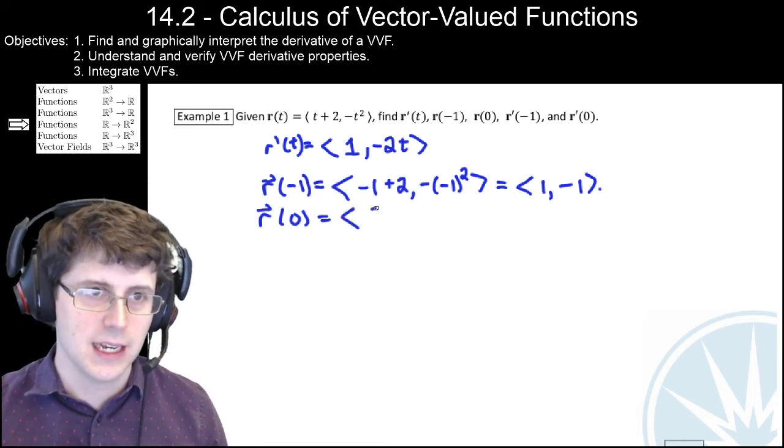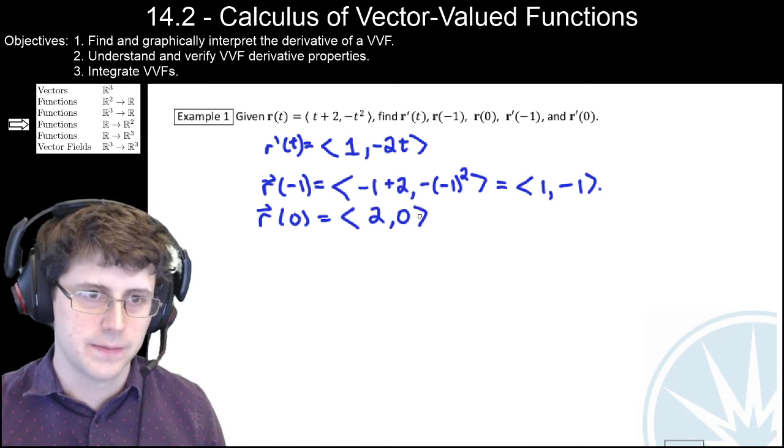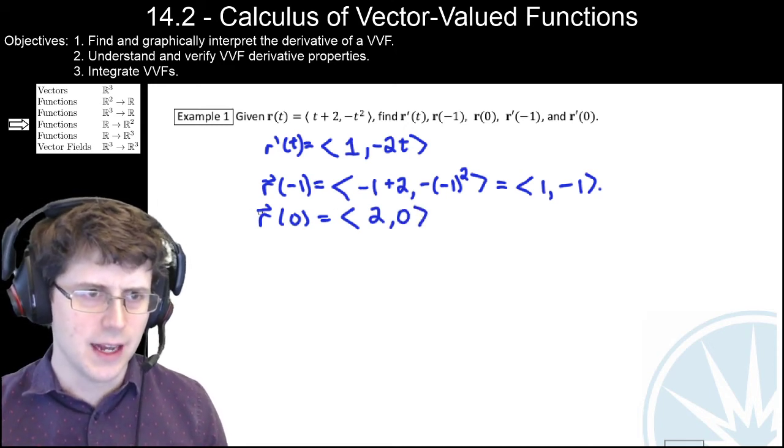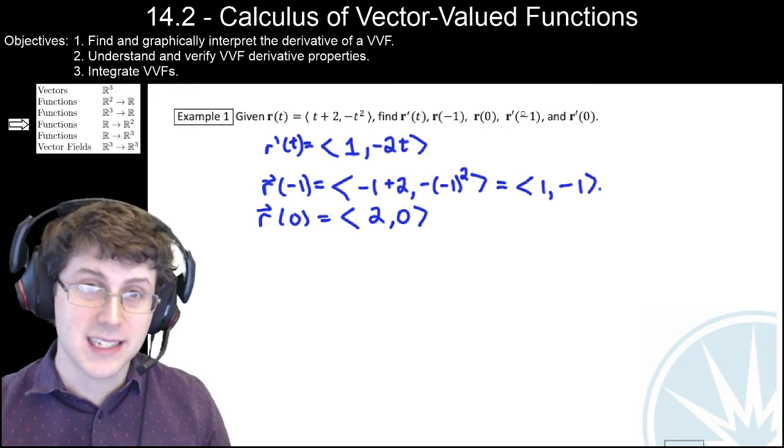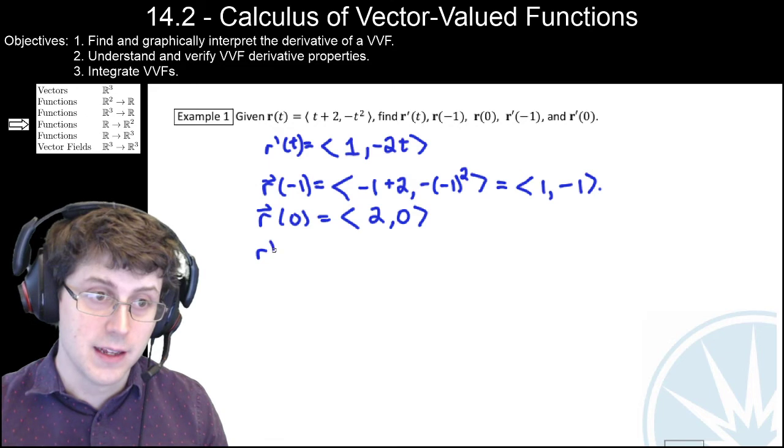Plug in 0, I get 2, 0. Now, where did I plug in 0? I plugged in 0 into r of t because this just said r of 0. For the next one, it asks me for r prime of minus 1.